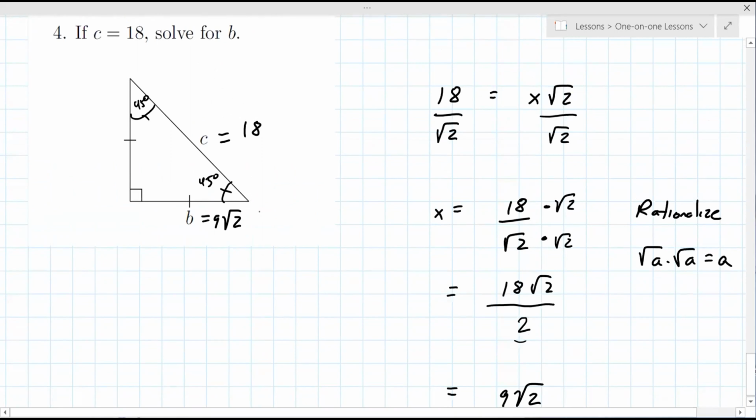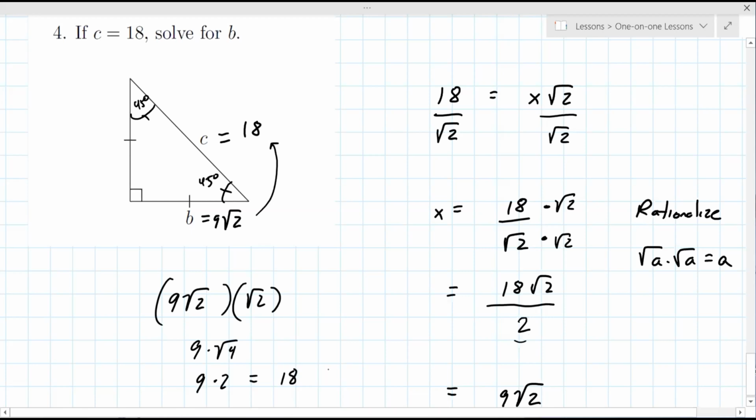So remember how we said you take the leg and you multiply it by the square root of 2 to get 18? Well, let's see if that works. 9 square root of 2 times the square root of 2. What does that equal? Well, the square root of 2 times the square root of 2 is the square root of 4. Square root of 4 is 2, and that does in fact equal 18. All right, so let's do one more before we move on to 30, 60, 90s.